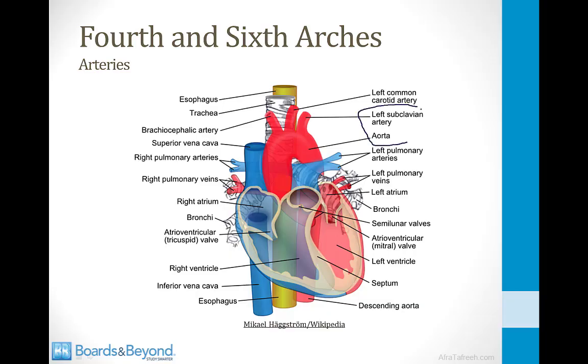The aorta and the left subclavian artery all derive from the fourth arch on the left side. The left pulmonary artery derives from the sixth arch on the left side, and because that's where the ductus arteriosus inserts, that is also the arch that gives rise to the ductus arteriosus.